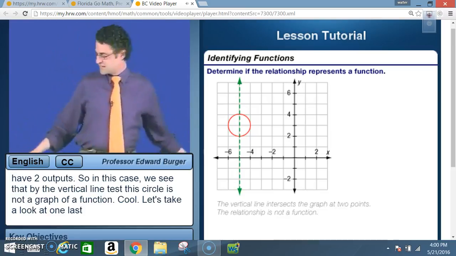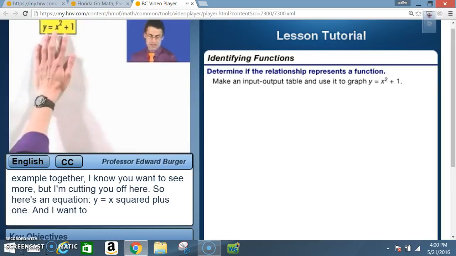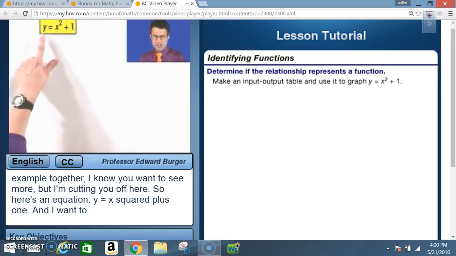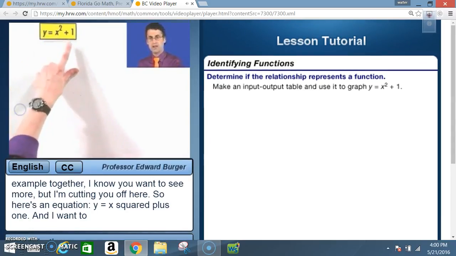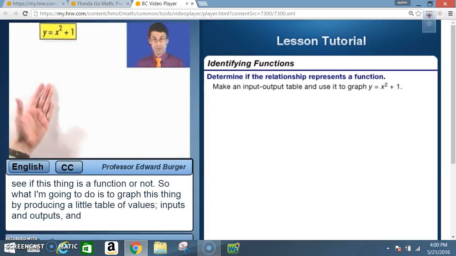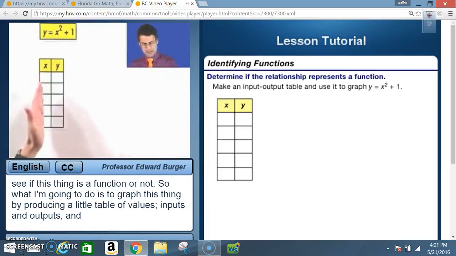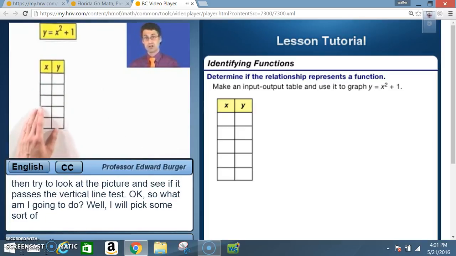Cool. All right, let's take a look at one last example together. I know you want to see more, but I'm cutting you off here. So here's an equation, y equals x squared plus 1, and I want to see if this thing is a function or not. So what I'm going to do is try to graph this thing by producing a little table of values, inputs and outputs, and then look at the picture and see if it passes the vertical line test.